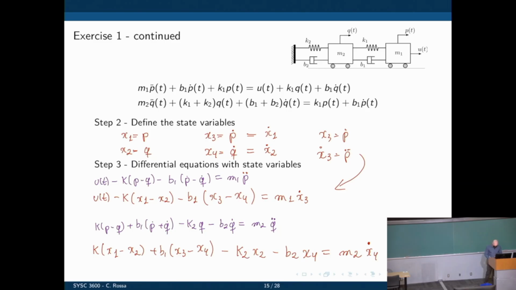We are missing one equation here, which is the output equation. We chose the output to be P of t. So what is y of t as a function of the states? That is simply x1. And we chose, again, the output y to be the position of mass m1. So y of t is p, which is the same as x1.